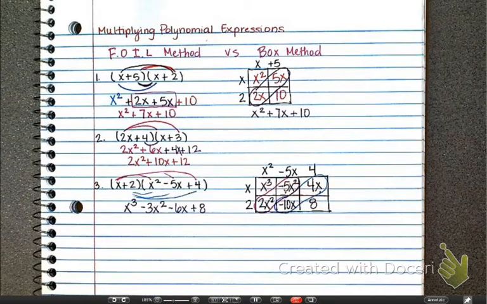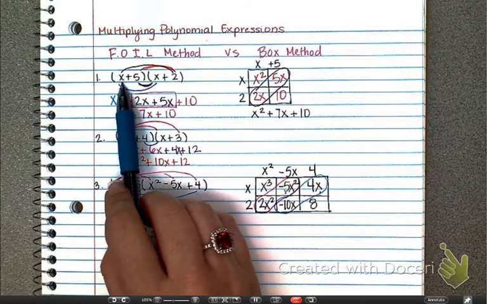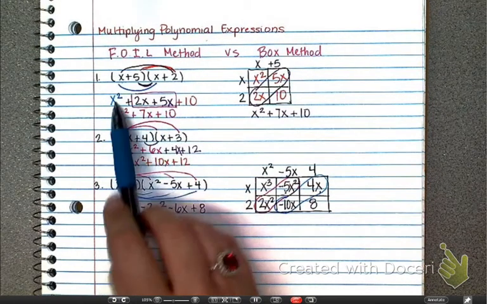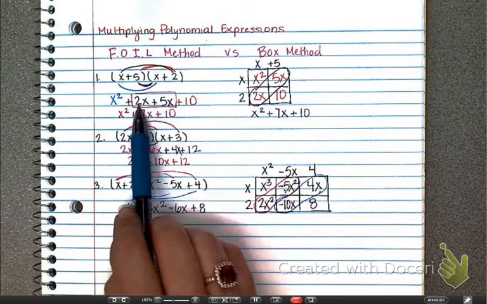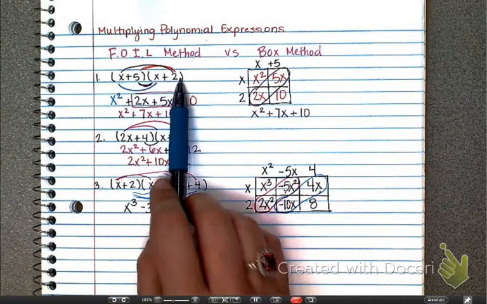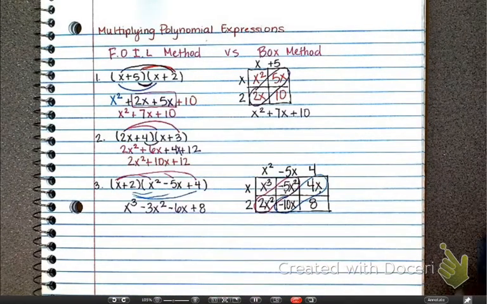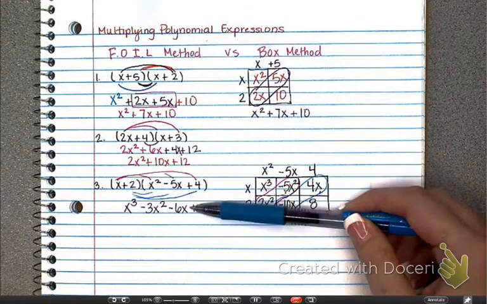Why does it change when it goes from binomial to trinomial? It doesn't. So you're literally here doing x times both of those terms, because it was x squared and then 2x, and then here is 5 times both of those terms. So it doesn't change, there's just more to multiply with a trinomial.